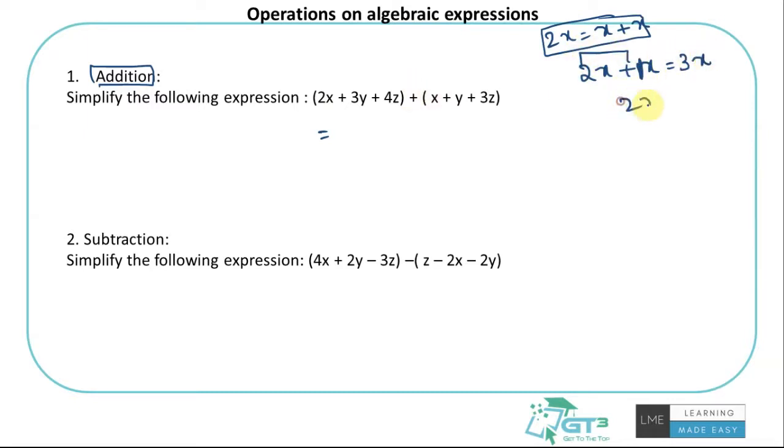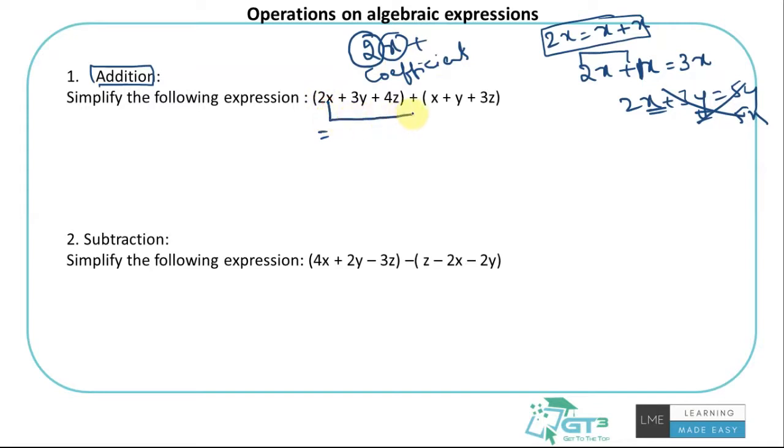And 2x plus 3y will not become 5y or 5x or something. This is wrong. These are two different variables. I cannot add them. These are called coefficients. In 2x, x is the variable and 2 is the coefficient. Right, so we only add the coefficients if the variables are the same.